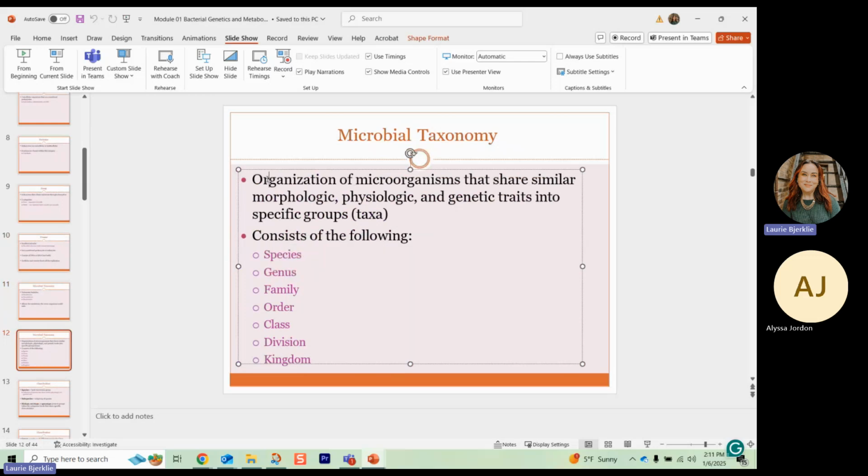So again, this is all just organizing them because they share certain features. They are genetically alike. They look alike. Morphology is the way they appear. The different tests that they react to are similar, that kind of thing. They grouped them together for that reason.